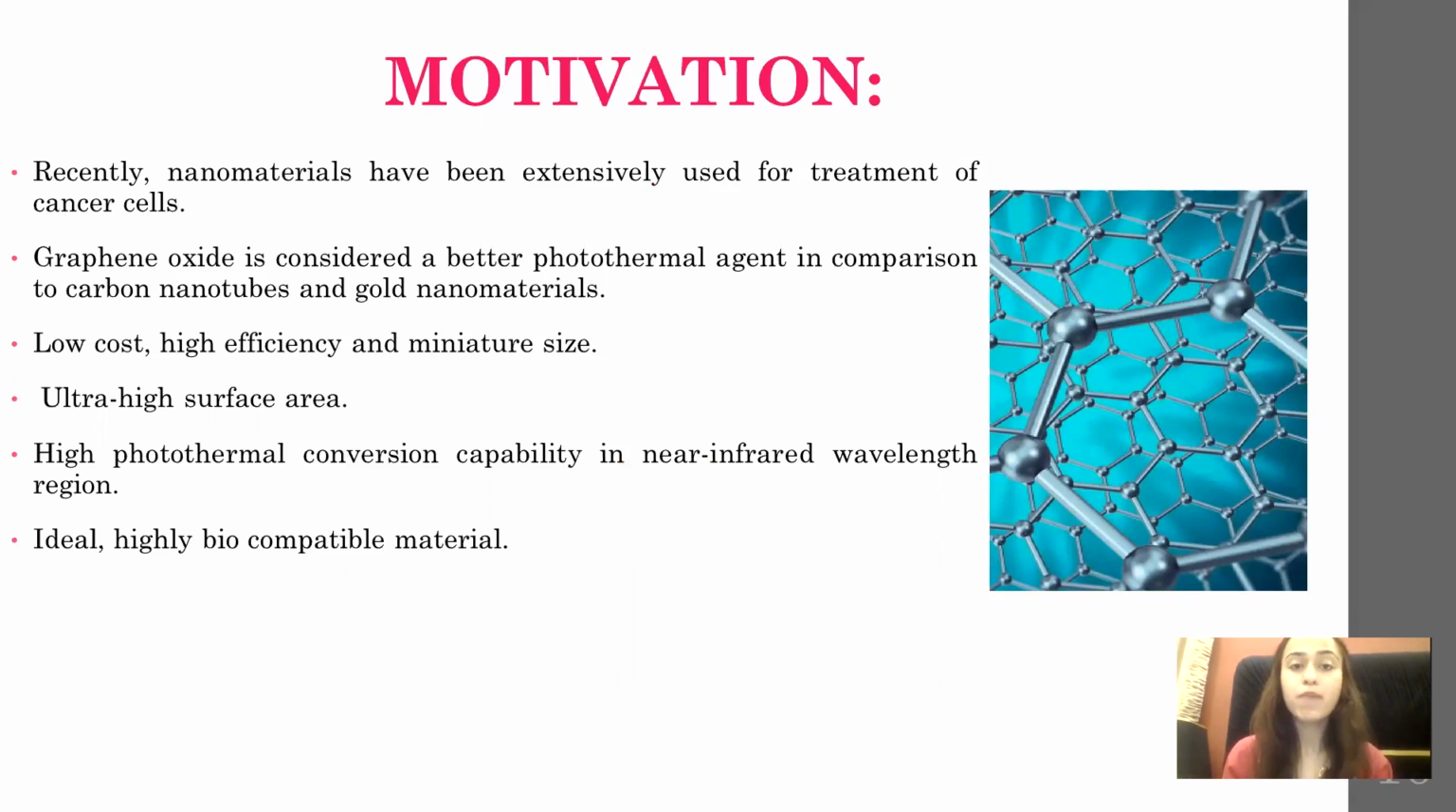For the past few years, nanomaterials have been extensively used for the treatment of cancer cells. Graphene oxide, a promising nanomaterial, has special biological and chemical characteristics due to which it has been widely used in the biomedical field. Graphene oxide is considered a better photothermal agent in comparison to carbon nanotubes and gold nanomaterials. This is due to its low cost, high efficiency, and miniature size. Graphene oxide also has ultra-high surface area and high photothermal conversion capability in the near infrared wavelength region. All these properties make it an ideal, highly biocompatible material.